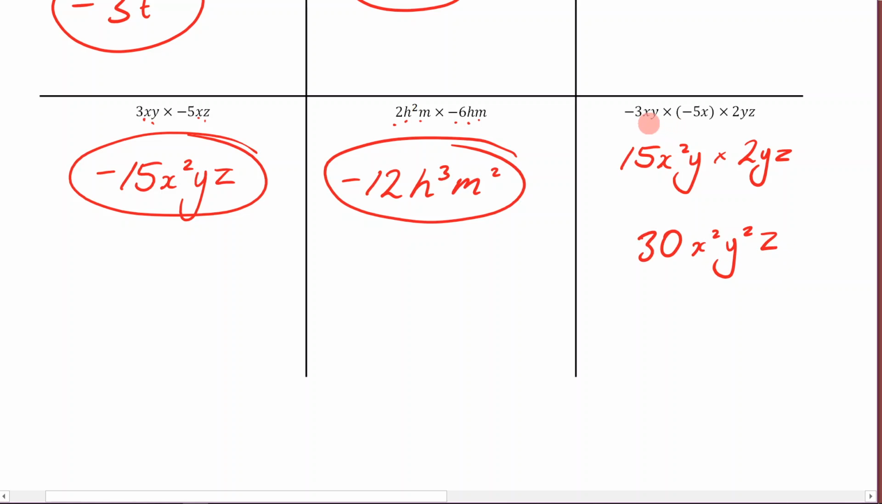And let's just double check this. I have 2 x's, x squared. I have 2 y's, y squared. I have 1 z by itself. 3 times 5 is 15, times 2 is 30. That's going to be my answer.